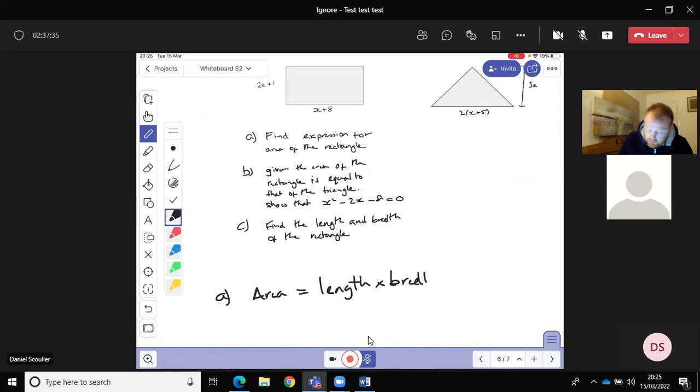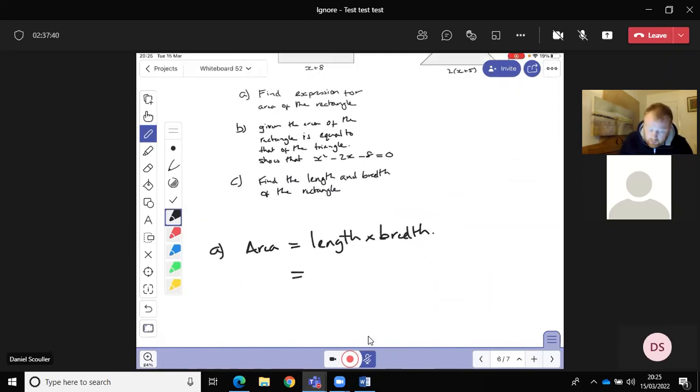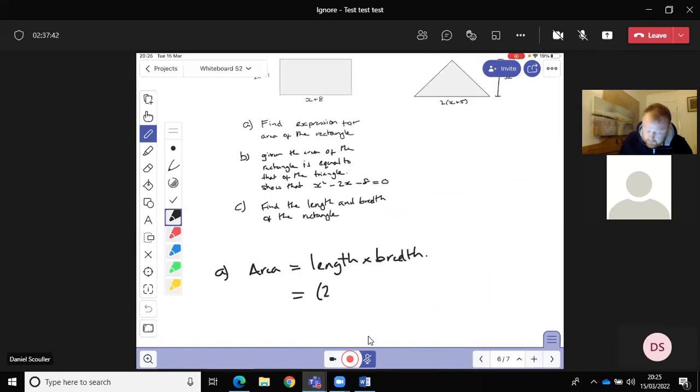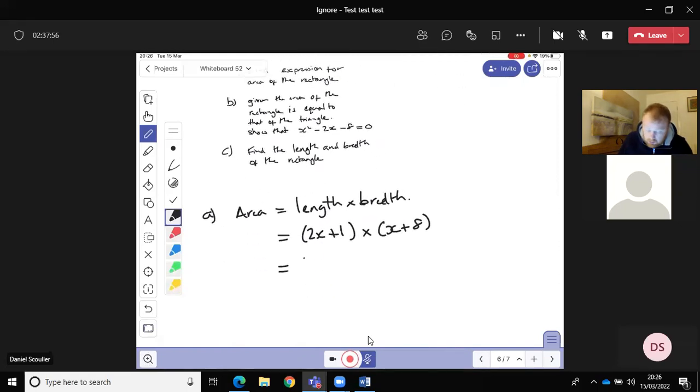Okay, so your two sides. Your area in this case would be your 2x plus 1 multiplied by your x plus 8. Okay, so I don't need that multiplication sign in the middle there. I can just put those two brackets beside each other like that. Now the expression they're looking for wants you to break those brackets as well. Okay, it wants you to break those brackets.